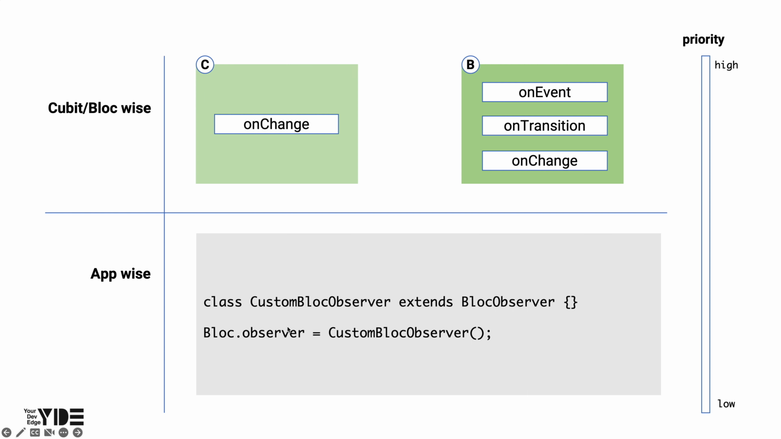When used in the app unit, create a subclass that extends the BlocObserver class provided by Flutter Bloc and override onEvent, onTransition, onChange, etc.